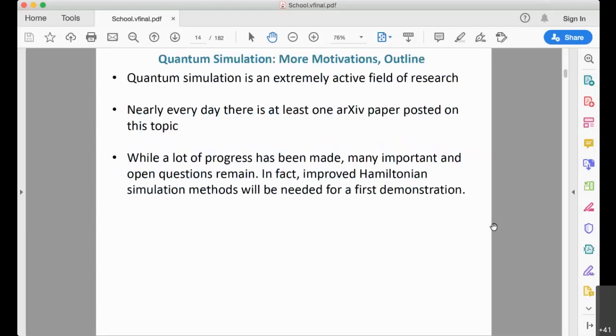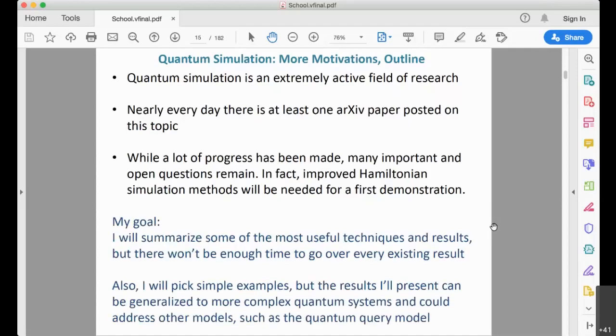All right, so quantum simulation is an extremely active field of research. If you check the arXiv, there are pretty much one or more papers every day on this topic, okay? And while a lot of progress is being made, and a lot of it fairly recently, I think there are many important questions that remain open. I'll talk about those. And as I said, if anything related to simulating quantum systems will be done in the near future, we still need improved Hamiltonian simulation methods, okay?